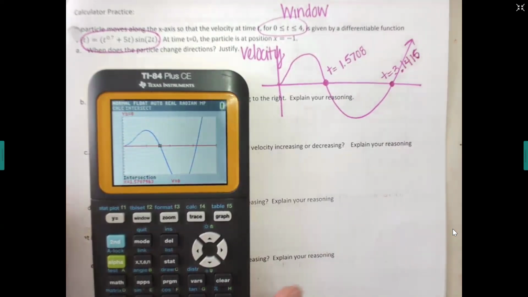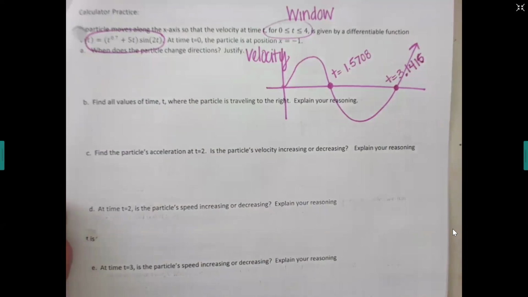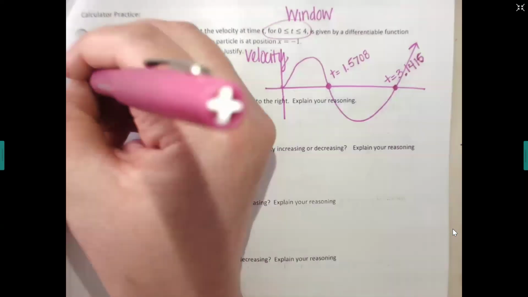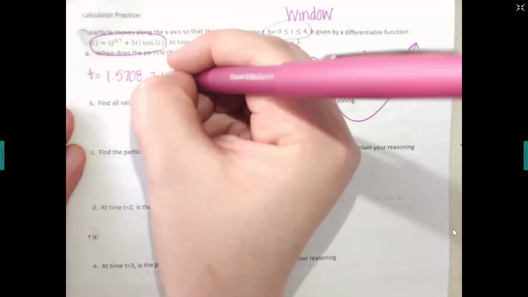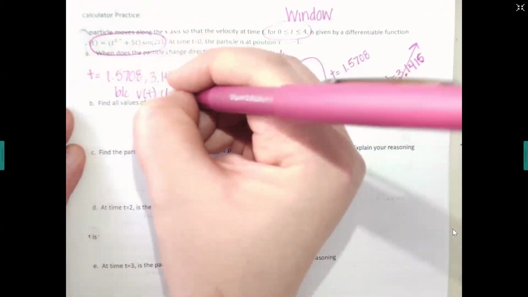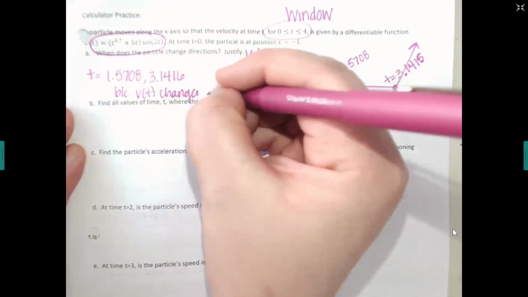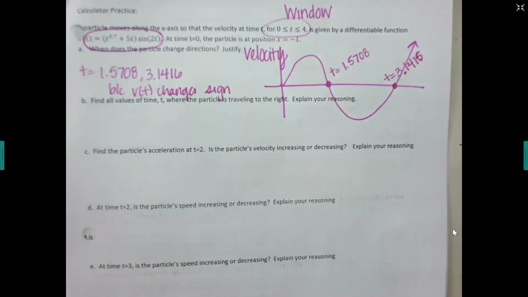Oh, 16, okay. Good. So then those would be the two places where the particle changes direction. So I'm going to put t equals 1.5708, 3.1416, because velocity changes.